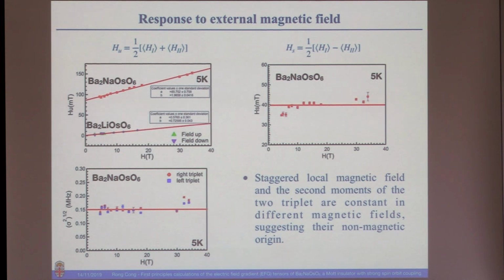We also did measurements on the barium lithium compound. Even though it's isostructural and isoelectronic, it does not show the quadrupolar splitting, and that means it's probably a perfect cubic, because even though the electric quadrupole moment of lithium is 1/3 of sodium, if it had any kind of structural distortion, it should still see it, but we did not see it.